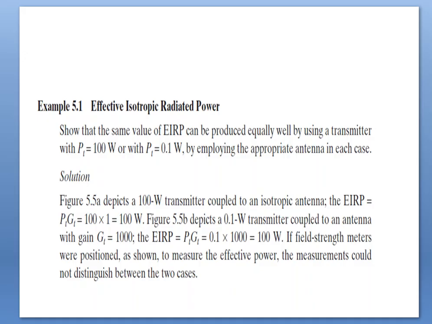If a field strength meter was positioned to measure the effective power, the measurement could not distinguish between these two cases. That means the EIRP is directly proportional to the gain generated by the antenna and the power. If both are maximum, proportionally you will get the effective isotropic radiated power EIRP also at maximum. If the power is reduced, it affects the EIRP of the antenna.